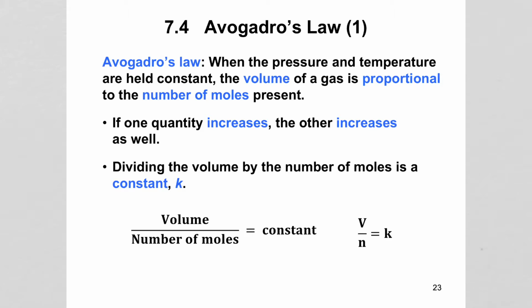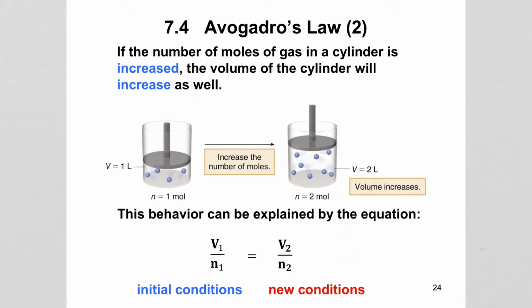That's pretty much what the equation states. Volume and number of moles are directly proportional to one another, and we end up with volume over number of moles equals a constant. We have that under an initial set of conditions and a final set of conditions, just like our previous equations. And this right here is what we call Avogadro's law. It relates the volume to the number of moles.